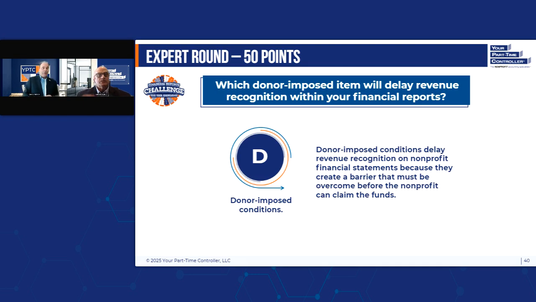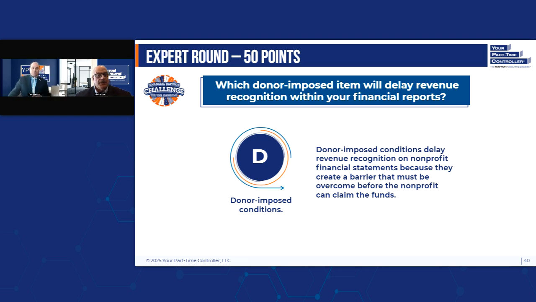The answer is D, donor-imposed conditions. That is going to affect our revenue recognition timing. Donor-imposed conditions delay the recognition because they create a barrier that must be overcome before the nonprofit is actually entitled to those assets that are promised from the resource provider.